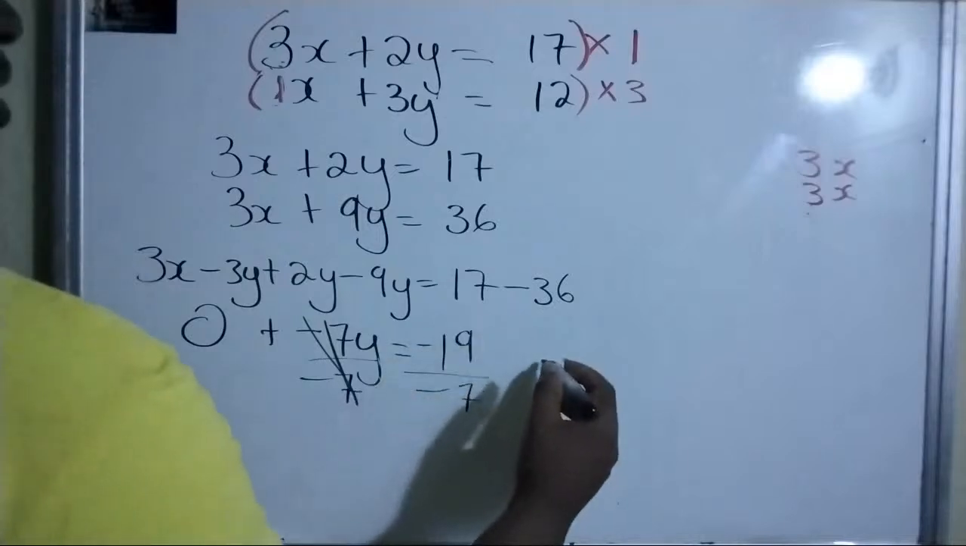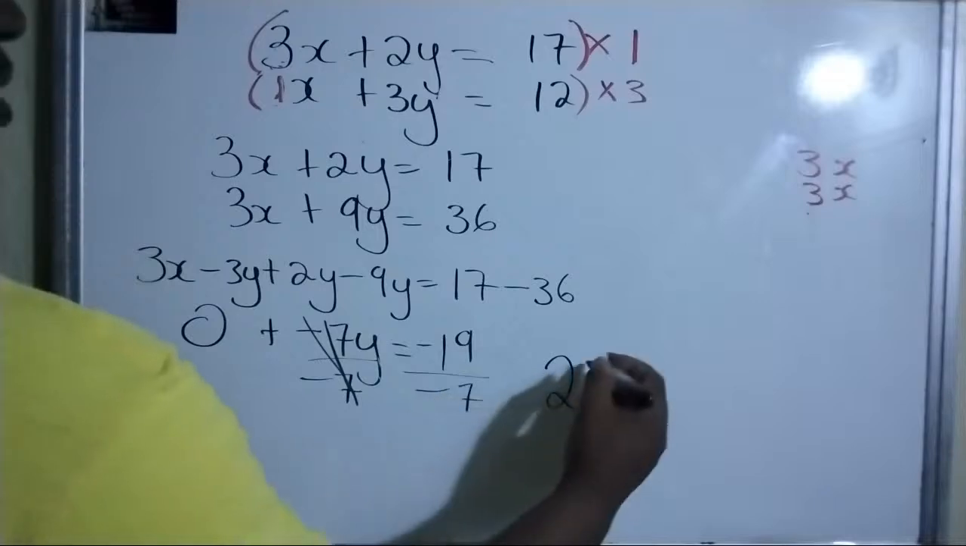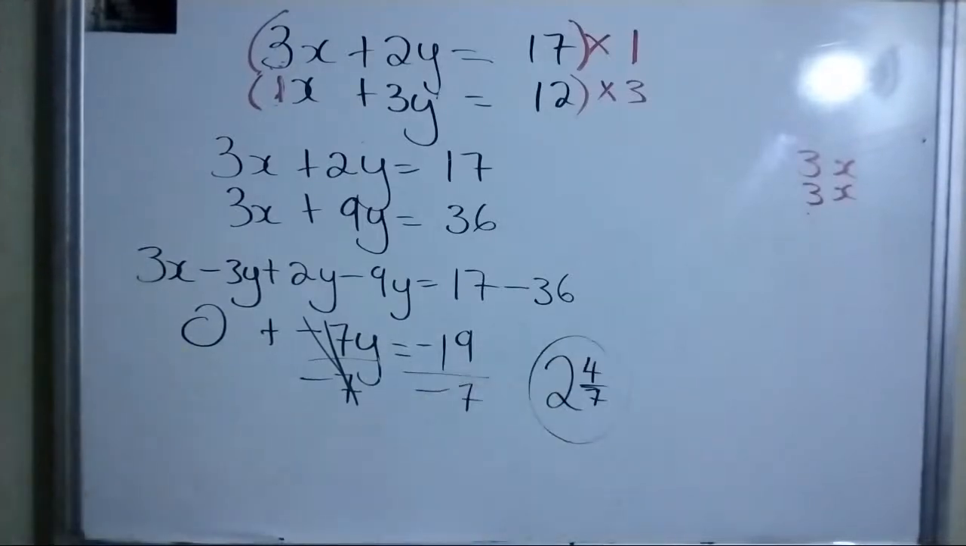7 into 19 goes 2 times. 7 twos is 14 and 4 over 7. So y, what is 4 over 7 as a decimal? Somebody type that in for me now. Let's see if I can get a calculator. If you want to work it in decimal, guys, you just use 1 decimal, please.